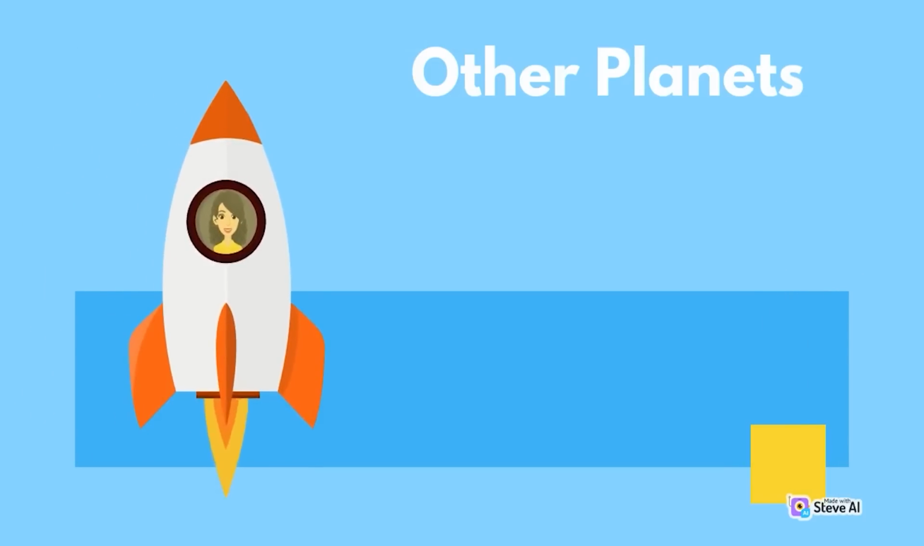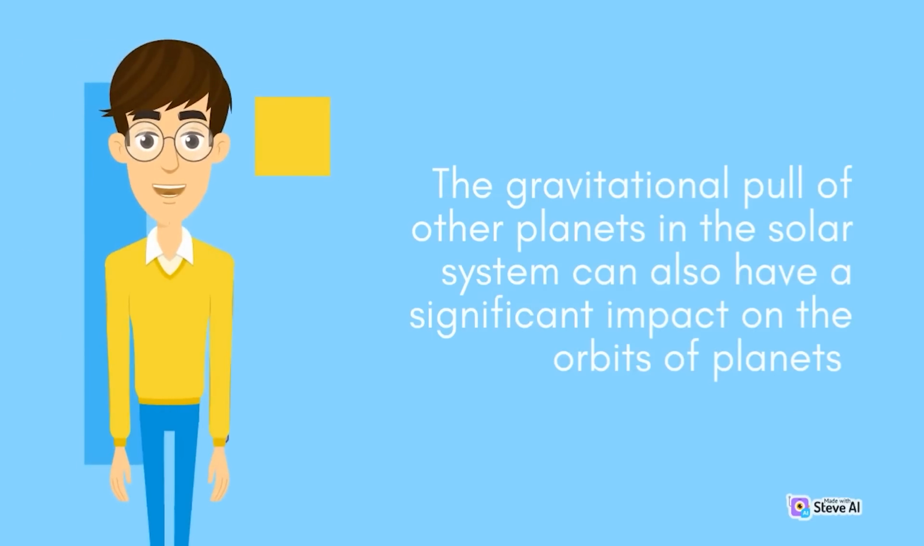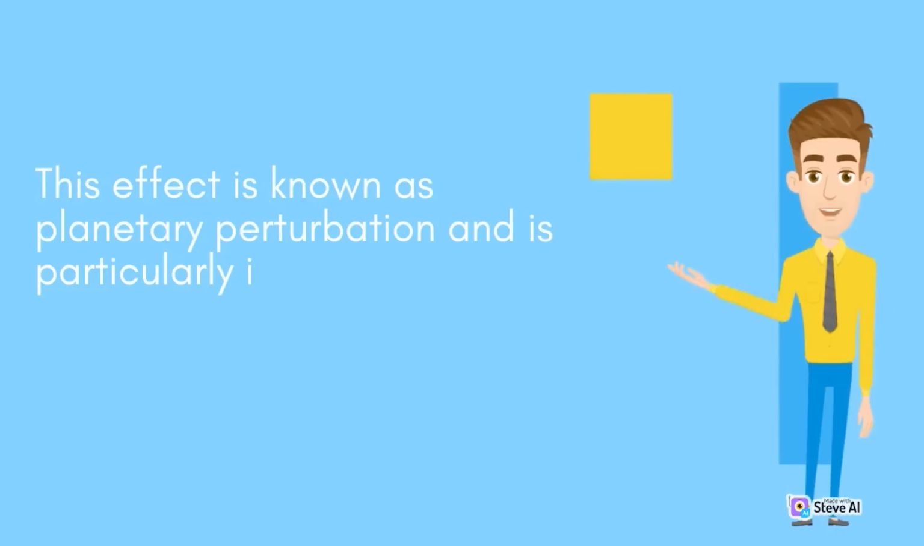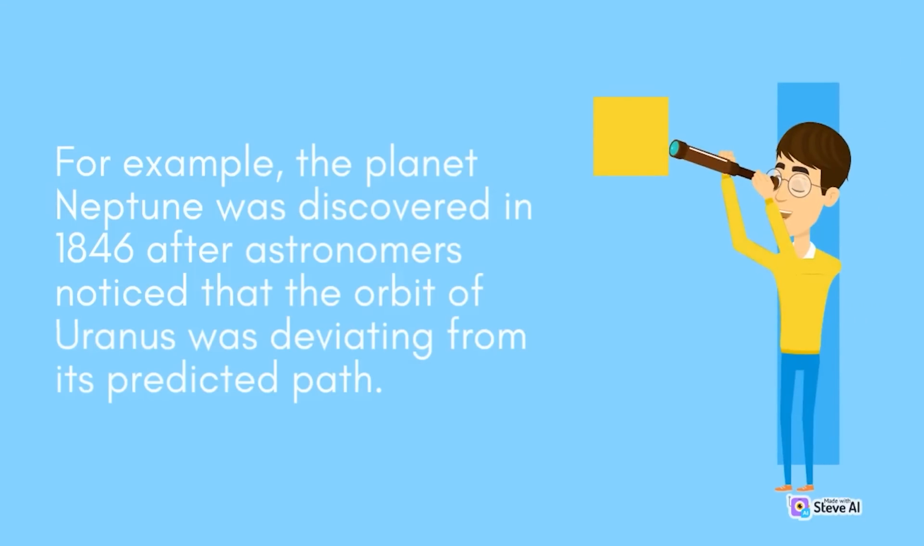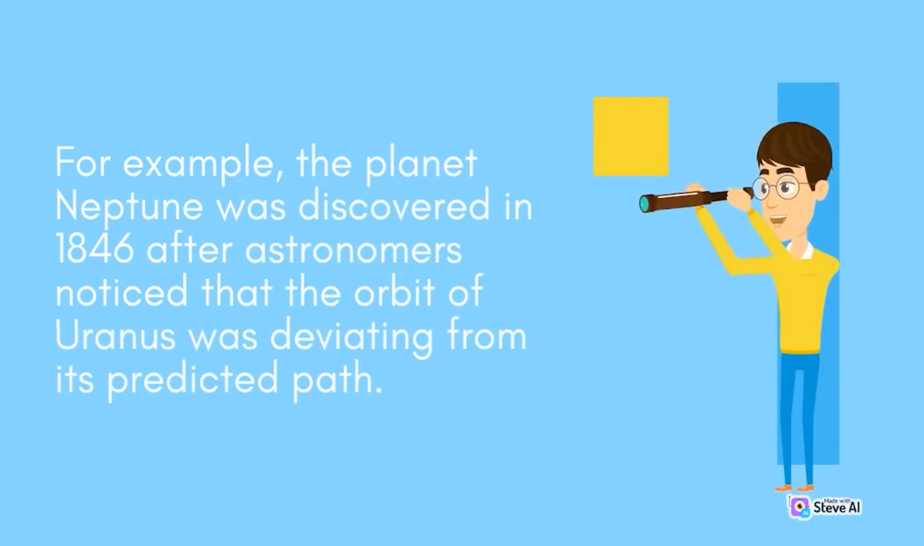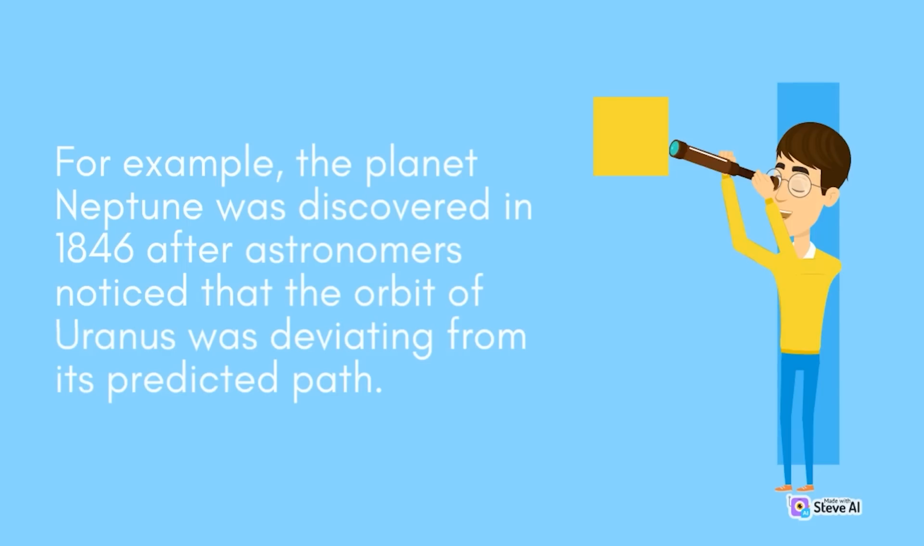Other planets. The gravitational pull of other planets in the solar system can also have a significant impact on the orbits of planets. This effect is known as planetary perturbation and is particularly important for planets that are located far from the Sun. For example, the planet Neptune was discovered in 1846 after astronomers noticed that the orbit of Uranus was deviating from its predicted path.